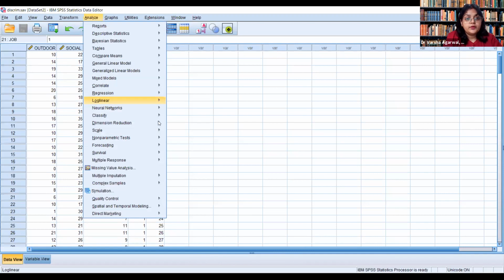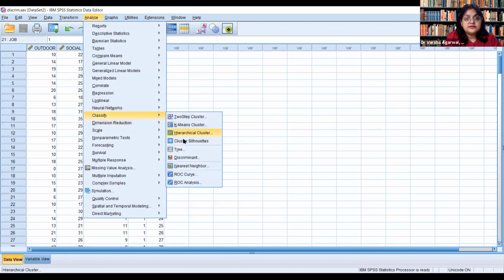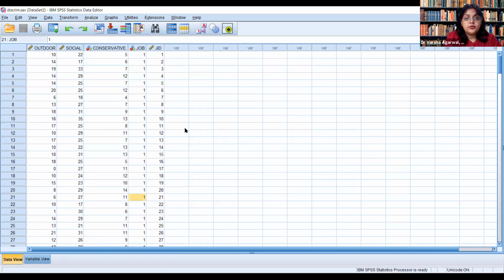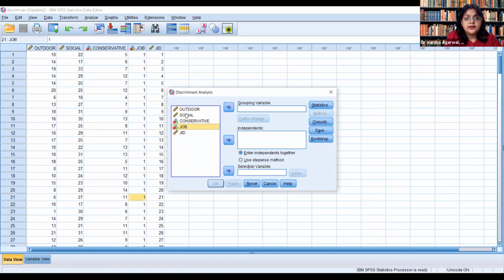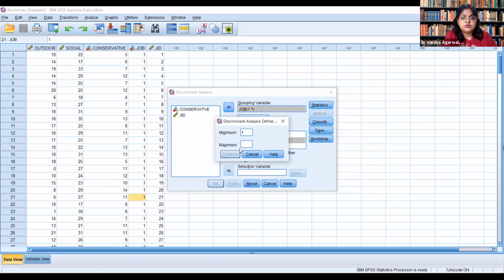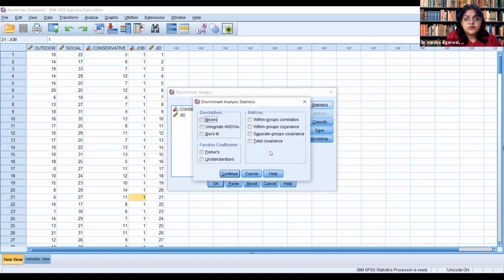So I go for classify and discriminant. The grouping variable is job, and then independent I can take social, I can take other variables. Job ID is not required. Define range: so minimum is 1, maximum is 2. Continue. Statistics, what all we need.